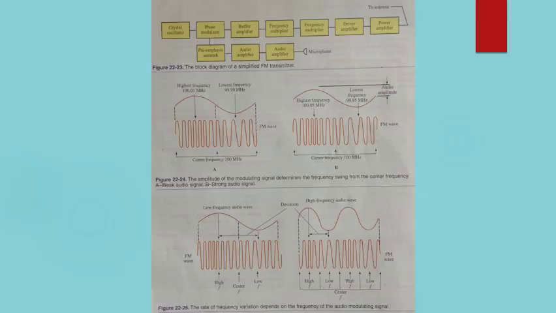The rate of frequency deviation depends on the frequency of the audio modulating signal. For this, see figure 22-25 at the bottom. If the audio signal is 1000 Hz, the carrier wave goes through its greatest deviation 1000 times per second. If the audio signal is 100 Hz, the frequency changes at a rate of 100 times per second. Notice that the modulating frequency does not change the amplitude of the carrier wave.